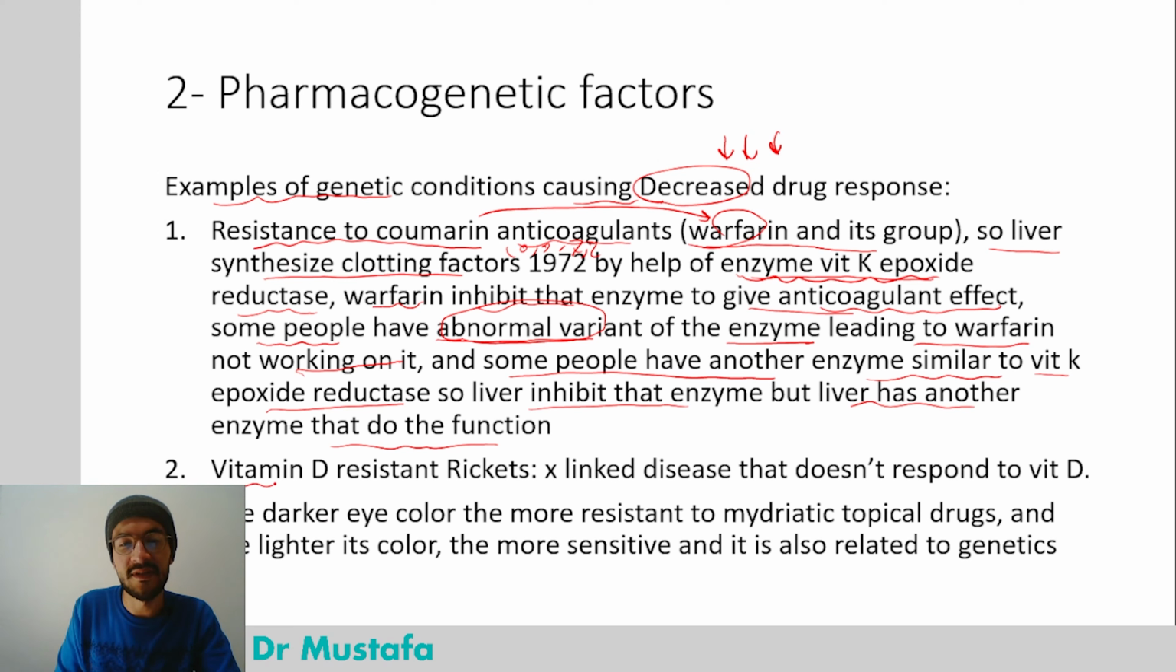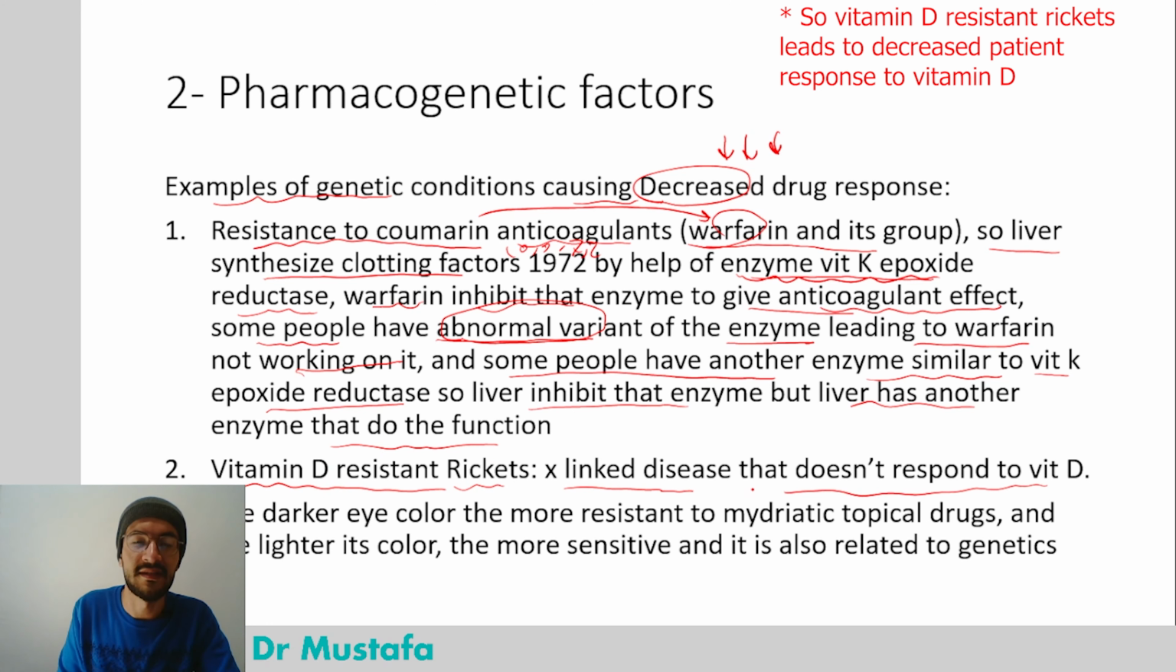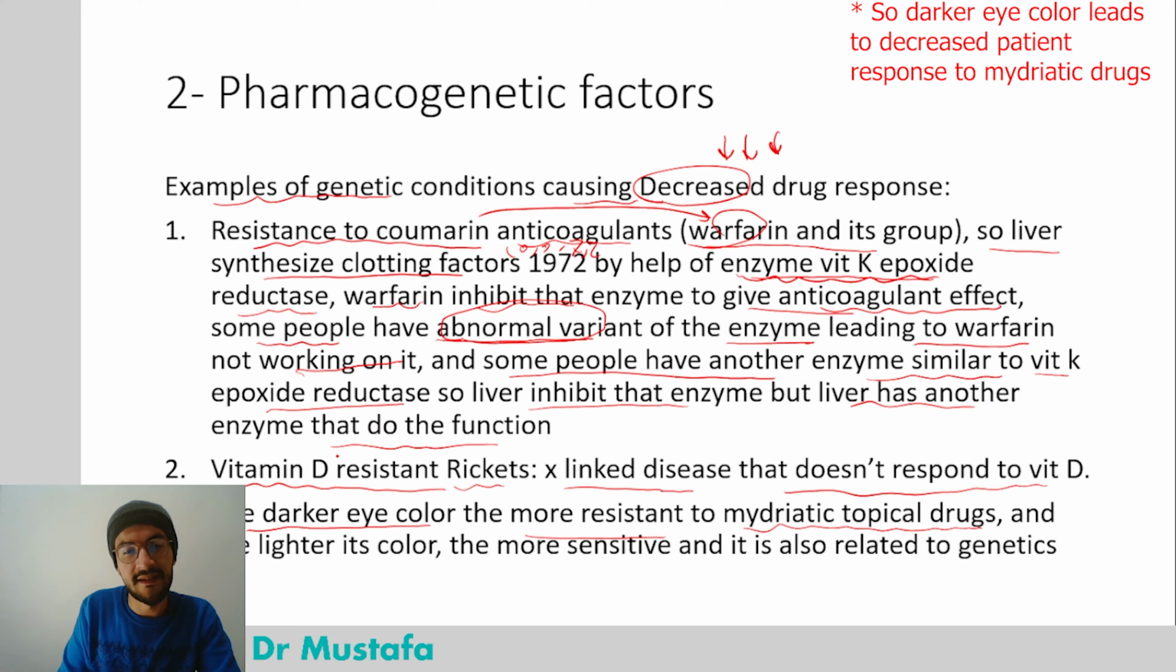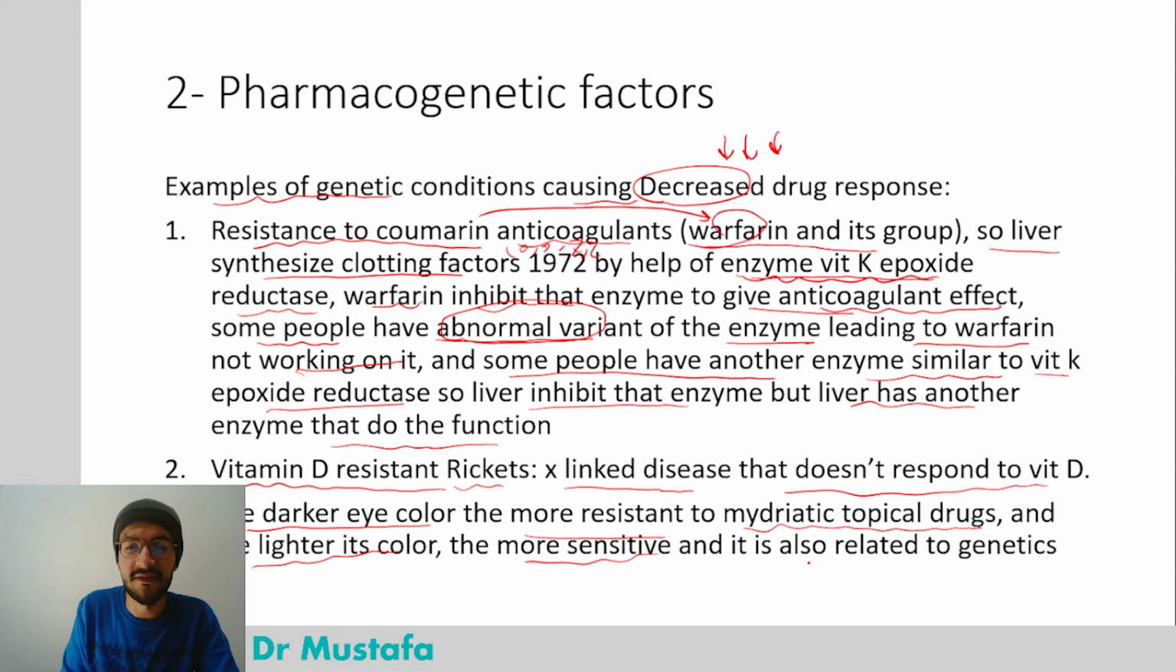Another example is the vitamin D resistant rickets. There's a variant of the rickets disease that is X-linked and that is resistant to vitamin D; it doesn't respond to vitamin D. And the third example is that the darker the eye color, the more resistant to the mydriatic topical drugs. So people with dark colored eyes would have resistance to the mydriatic topical drugs, and the lighter the color, the more sensitive it is, and this is related to genetics.